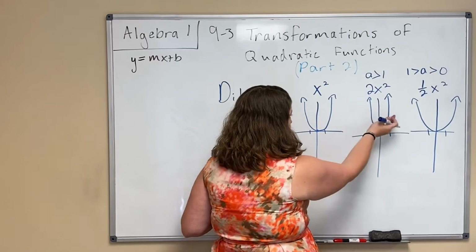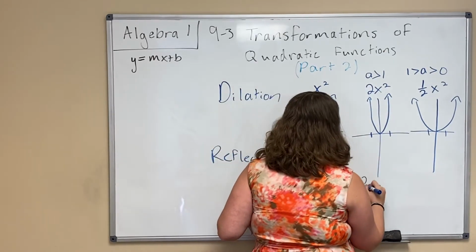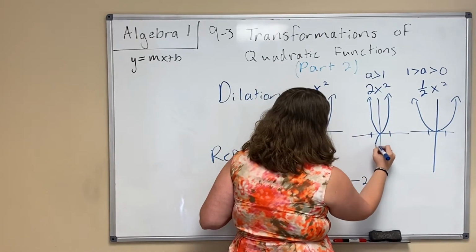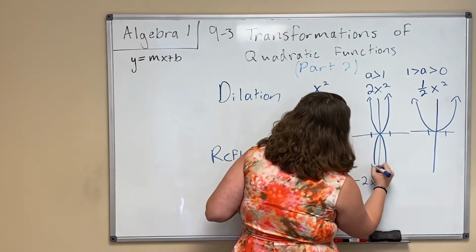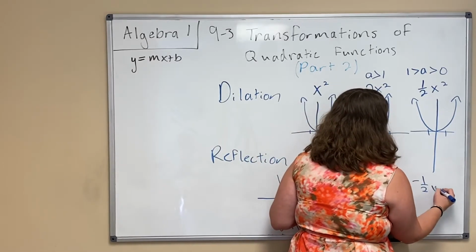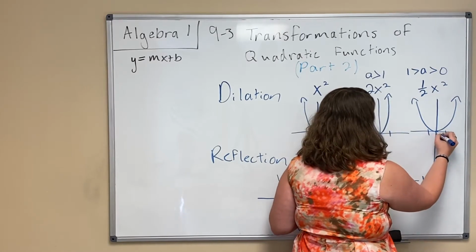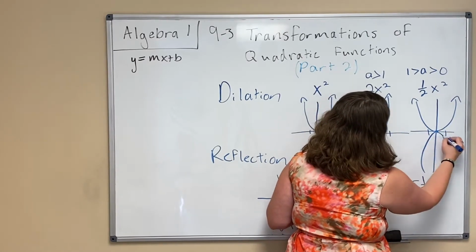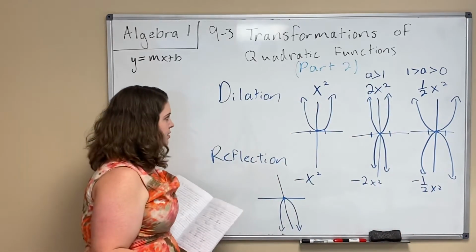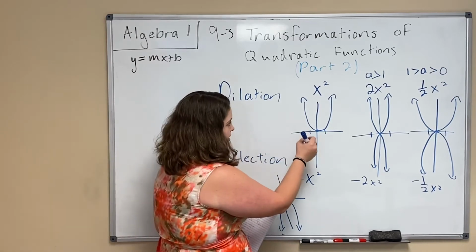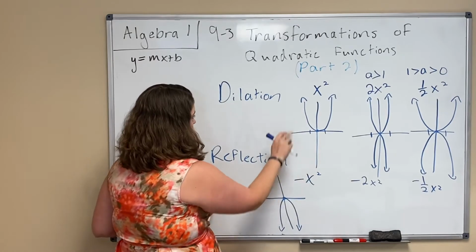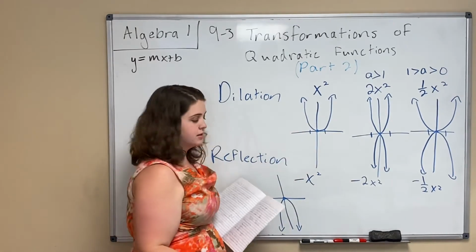It doesn't matter what the a is, it's just the reflection of it down. So negative 2 x squared would be the same as this one, just in the opposite direction. Same with this, negative 1/2 x squared would be the same as this one, really wide, just in the other direction. So it's a dilation. We're getting narrower or wider, and a reflection is flipping it in the opposite direction.